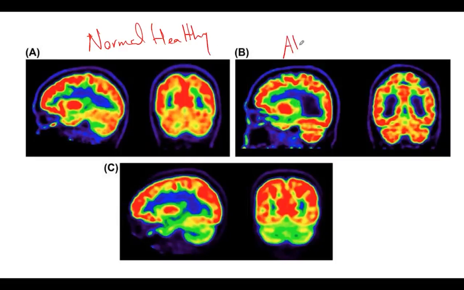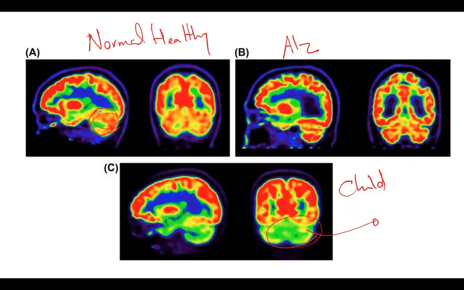This one is a case with Alzheimer's. So you can see that the metabolism is not as high as what we had before. And this one is a child. It's quite interesting that in children, the cerebellum is not fully developed yet, and it's still in the process of development. As a child grows up and learns different motor skills, the cerebellum gets more and more involved, and then, as you can see here, in a normal healthy person, we have a higher level of activation or metabolism in the cerebellum, okay?